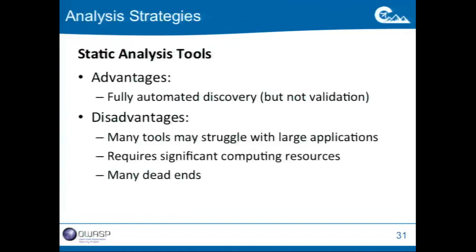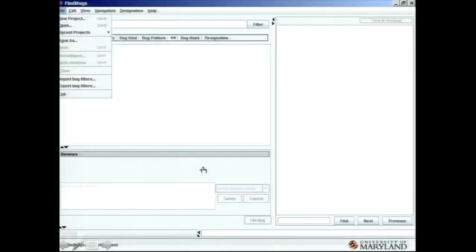There are also static analysis tools that can be used. There are a lot of commercial products, and some free open source products like FindBugs. Of course, with anything automated there are certain advantages, but a lot of the tools aren't designed for mammoth applications, like in this case, several hundred thousand classes. So it can require some very hefty computing resources. And also there are a lot of dead ends, just because of the nature of false positives.